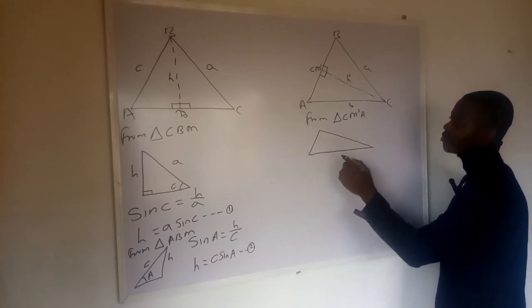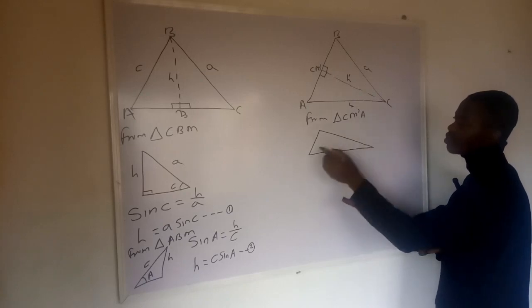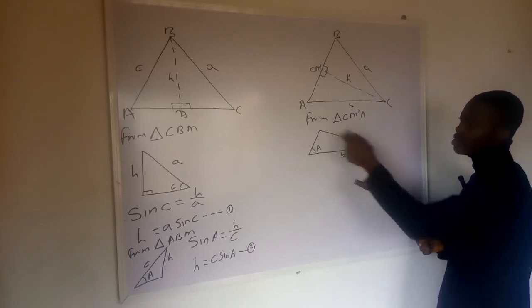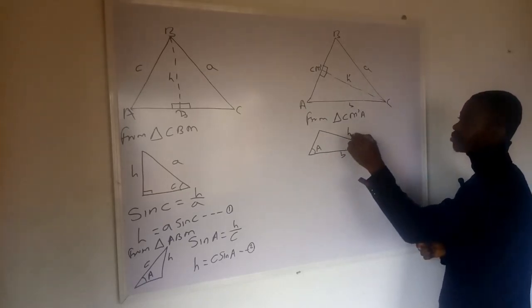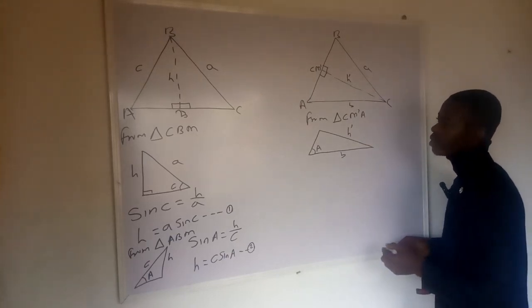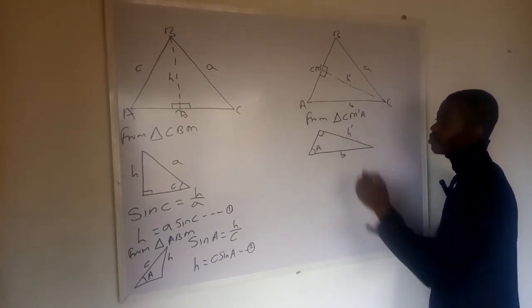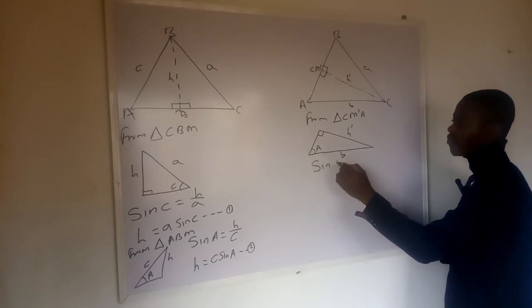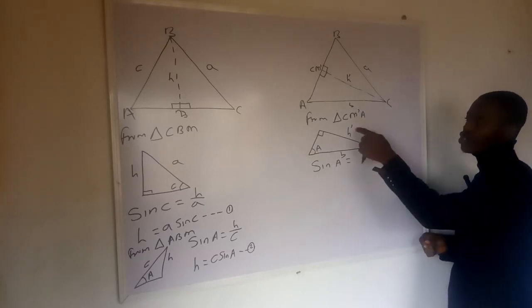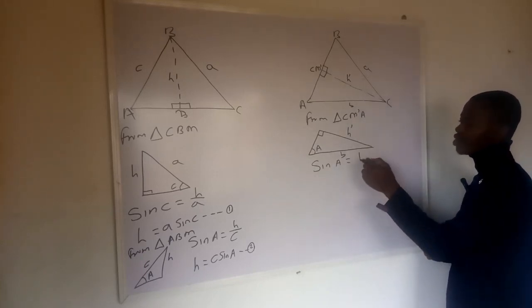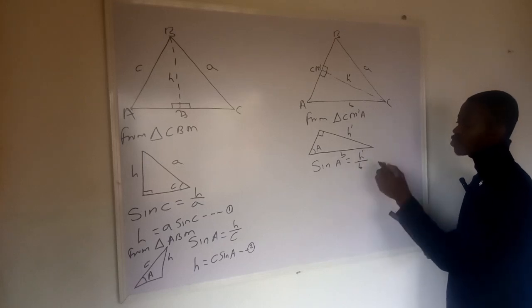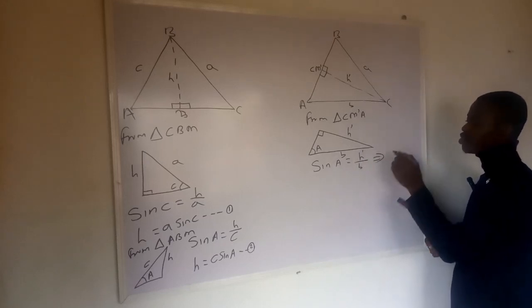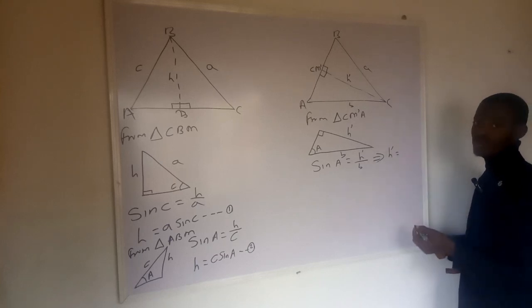Okay. So we have B, and this angle is angle A. Then this is H prime. We know that, don't forget, it's still a right angle. The sine of A is still equal to what? H prime, opposite over hypotenuse. H prime over B. Upon cross multiplication, we have H prime equals B sine A.